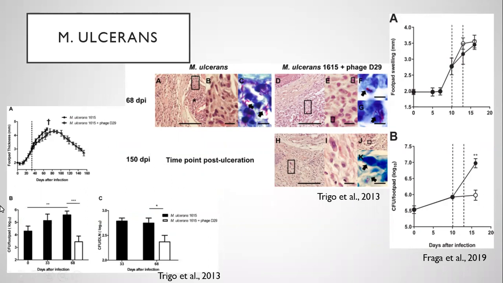So here on the left, we first see a case where in mice that are experimentally infected with ulcerans, there is a decrease in the thickness of lesions on the feet after phage therapy began. In histological sections, we see an infiltration of mononuclear cells indicating healing, and other studies have shown a decrease in colony-forming units of ulcerans after phage therapy began.